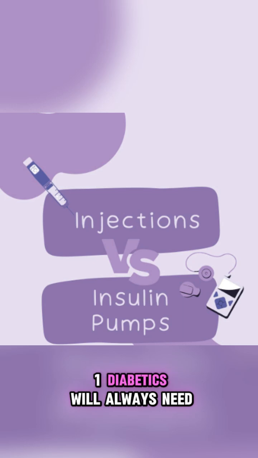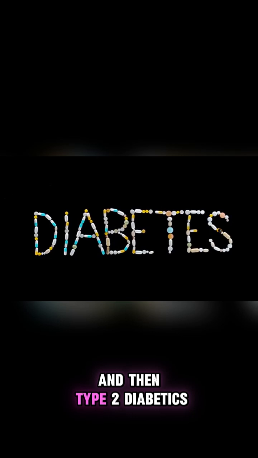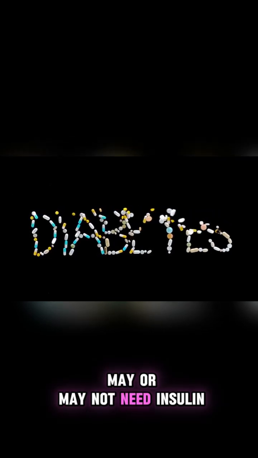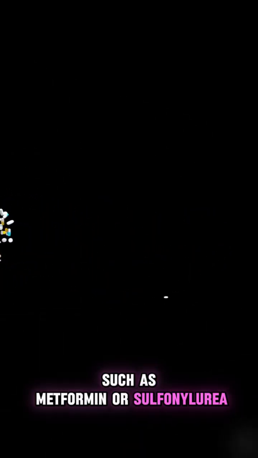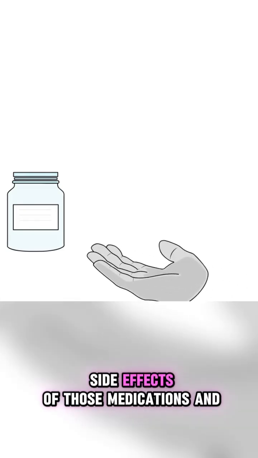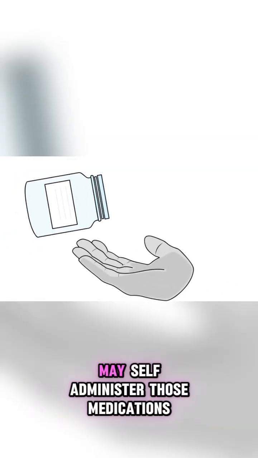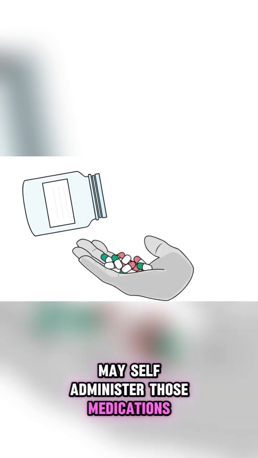So just know that type 1 diabetics will always need some type of insulin, either in a pump or they'll need to do injections. And then type 2 diabetics may or may not need insulin, but they may need other medications such as metformin or sulfonylurea, glipizide, glimepiride. You need to know the side effects of those medications and the patient may self-administer those medications.